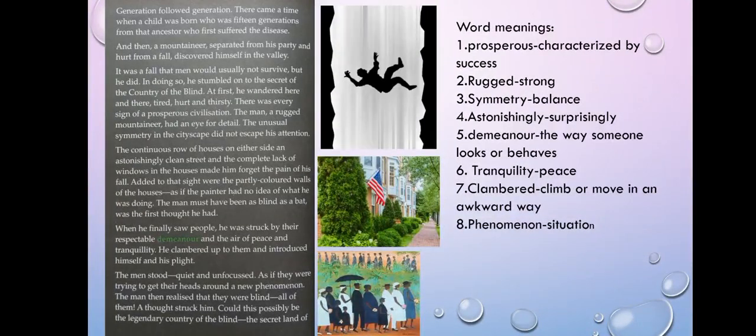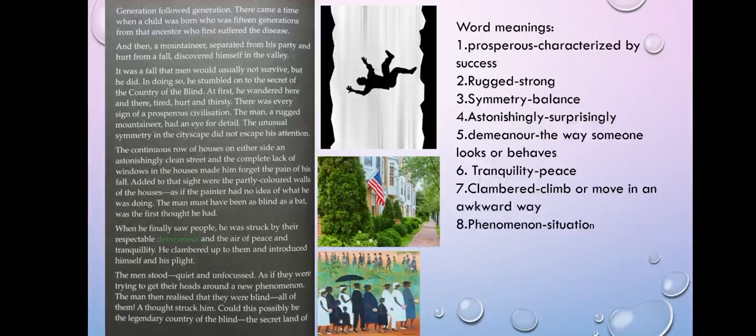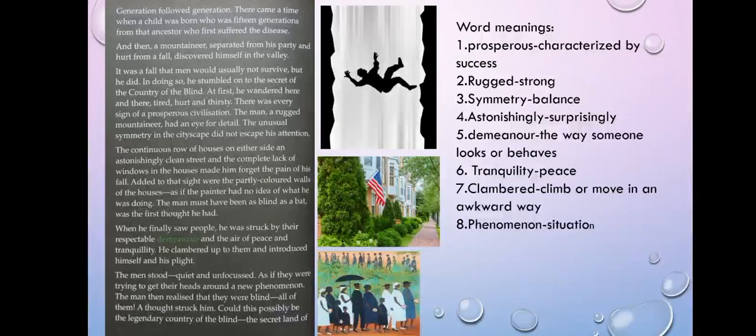Now I'm going to read the next page. Generations followed generations, which means generation after generation people were blind. There came a time when a child was born who was 15 generations from that ancestor who first suffered the disease. So after 15 generations also they were blind only.